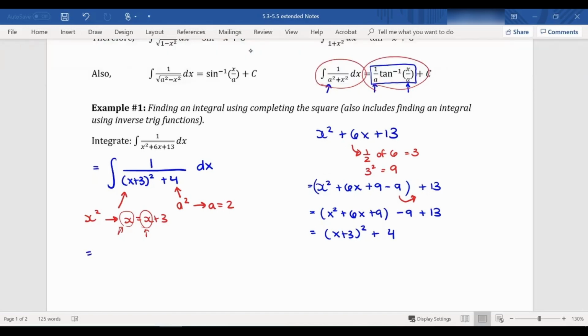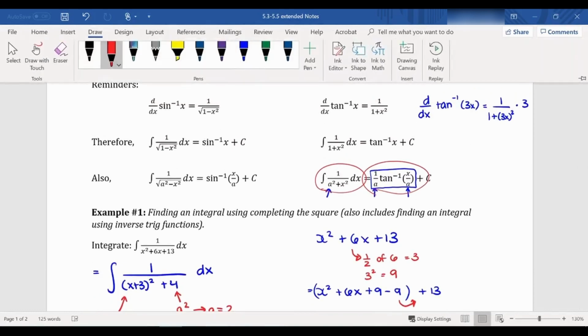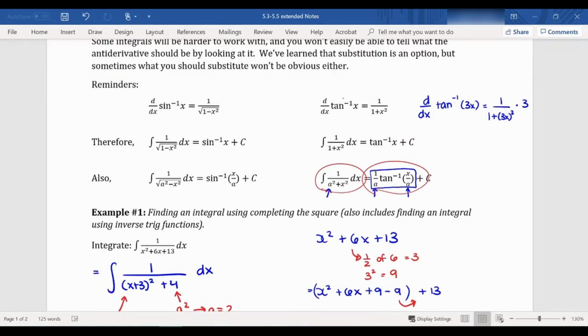So what that means is that my integral is going to be 1 over a, or 1 over 2, times inverse tan of x over a, but my x here is actually an x plus 3, plus a constant. Now, there's a new notation that you see in your textbook, and that is something called arctan or arcsine or arccosine, and that is simply a different way of writing inverse sine. So this is the same as saying arcsine of x.